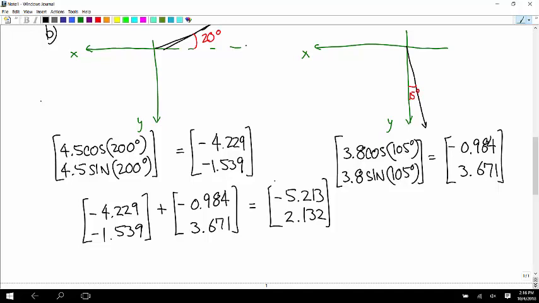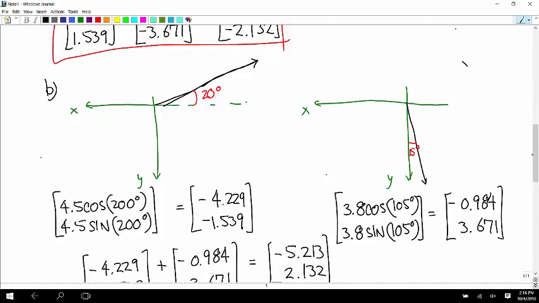If you're going to go positive, it's always counterclockwise. If you go clockwise, it's negative. So this one I could have called negative 160 degrees, and it would have worked out the same. And this one I could have called, well, that would have been a big angle, 180, 270 minus, so negative 255 would have worked out the same.